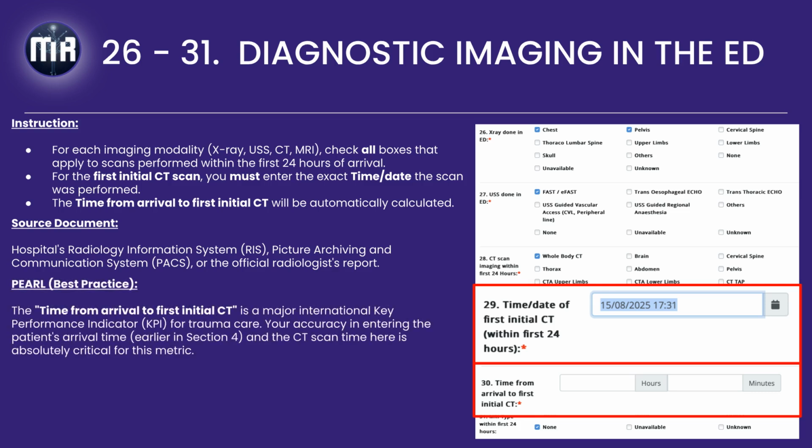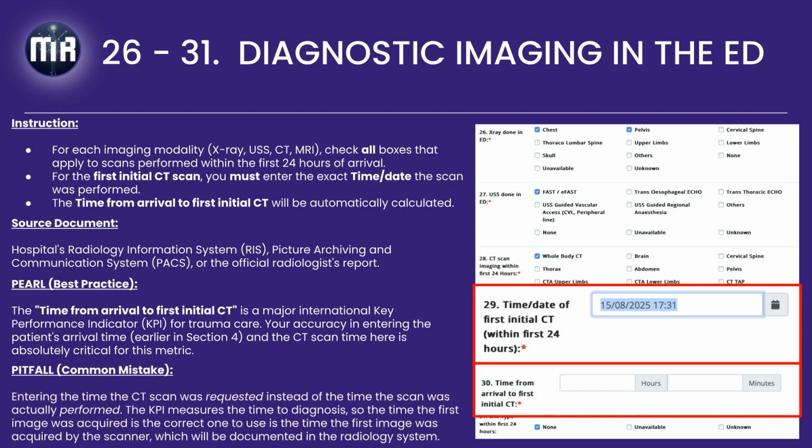The pearl, or best practice here, is to understand the immense importance of the "time from arrival to first initial CT". This is a major international key performance indicator, or KPI, for trauma care. It is a direct measure of our hospital's efficiency in diagnosing life-threatening injuries. Your accuracy in entering the patient's arrival time earlier in Section 4 and the CT scan time here is absolutely critical for this metric to be valid.